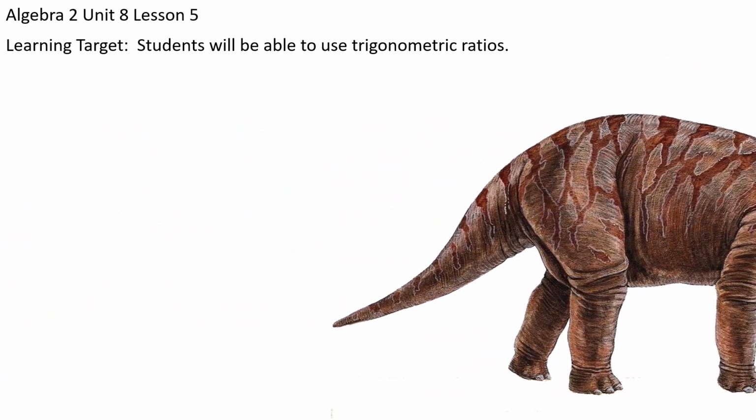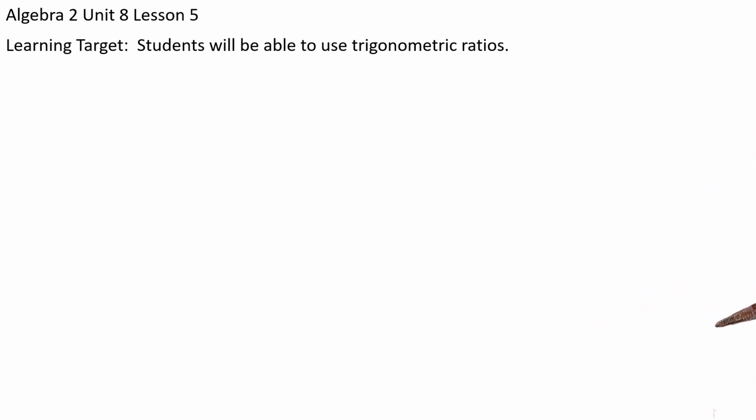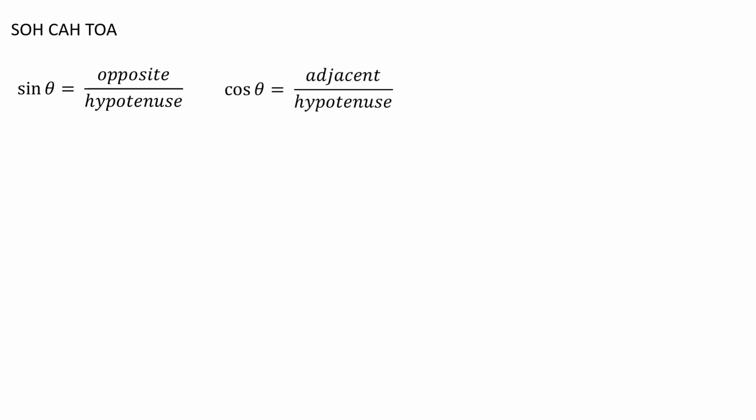Let's focus on this learning target. Students will be able to use trigonometric ratios. And again, that just means the answer is going to be a fraction, right? A trig ratio is a fraction. SOHCAHTOA is my memory device, right? Sine of angle theta is the opposite side over the hypotenuse. Cosine of angle theta is the adjacent side over the hypotenuse. Tangent of angle theta is the opposite side over the adjacent side.